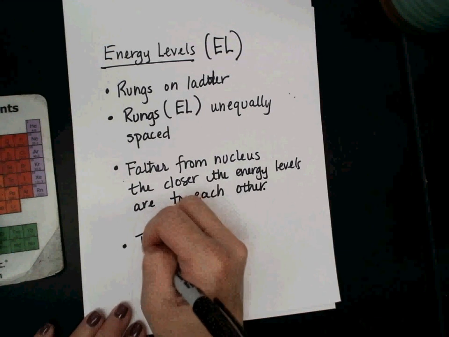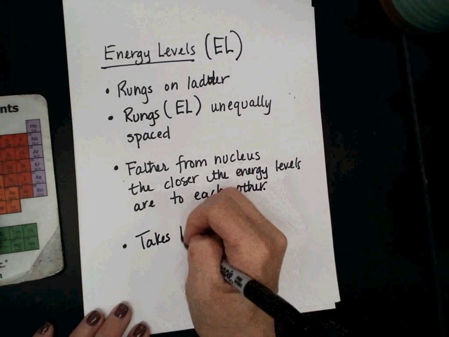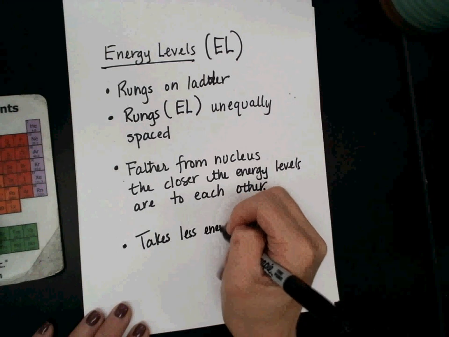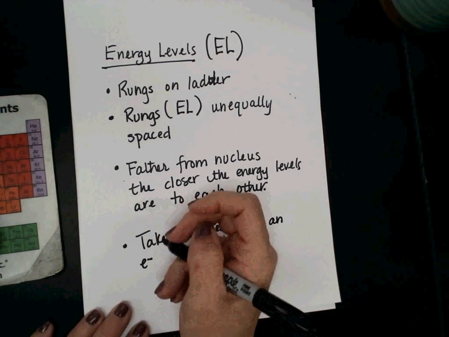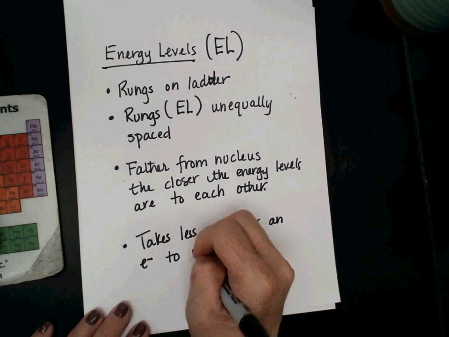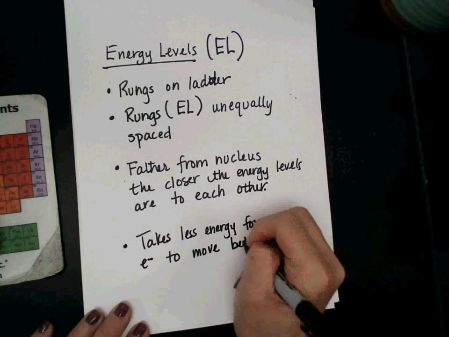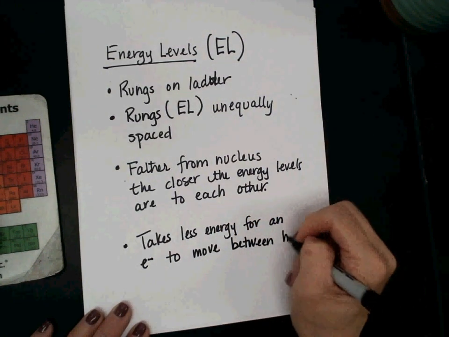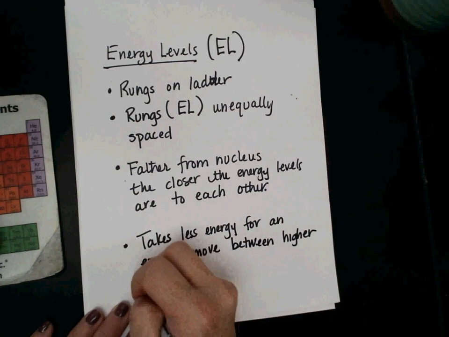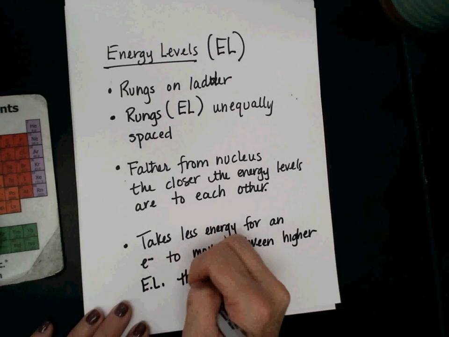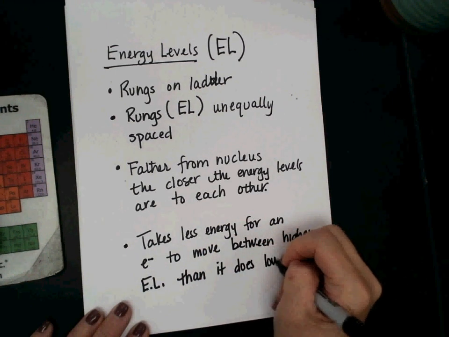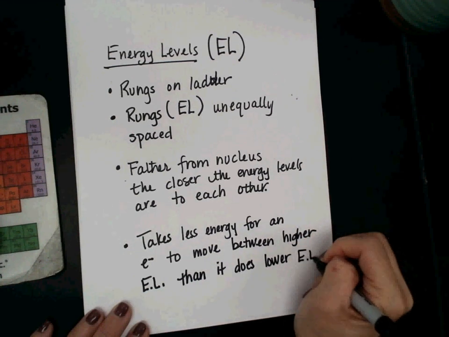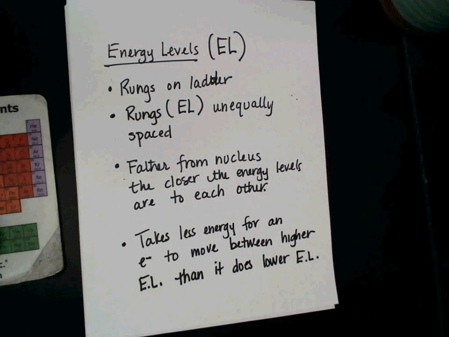So let's put that in words. We'll say it takes less energy for an electron to move between higher energy levels than it does lower energy levels. Does that make sense to everybody?